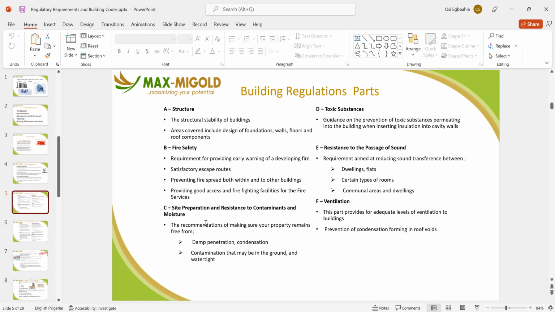That's why they give advice, they give rules on what is required. They also look at the area covered, including design of foundation, the walls, the floors, and the roof components. Those are the things that the code checks. Like for LASBAC now, if you are doing any major construction in Lagos State, LASBAC will come. And these are the things they will check.